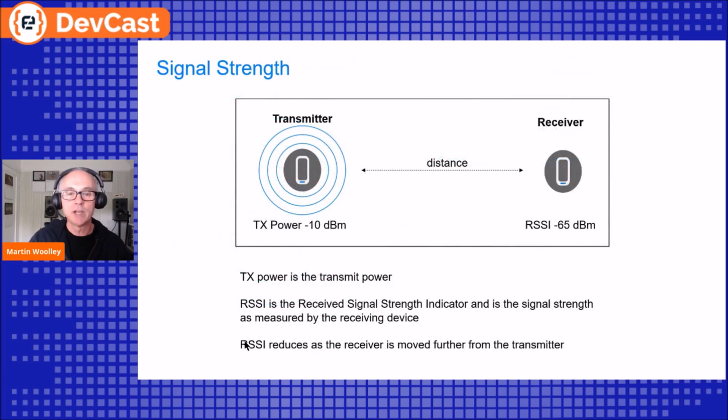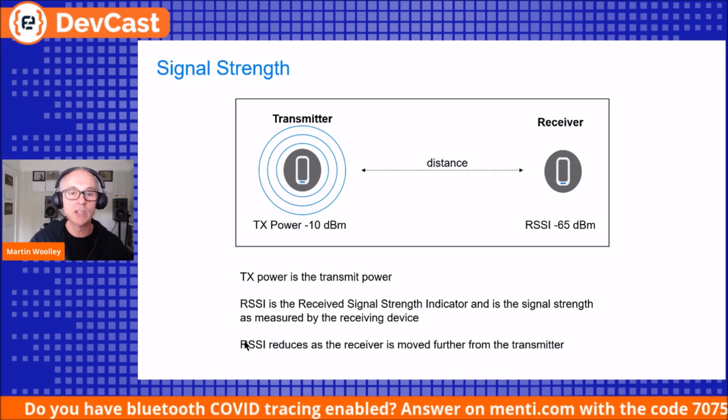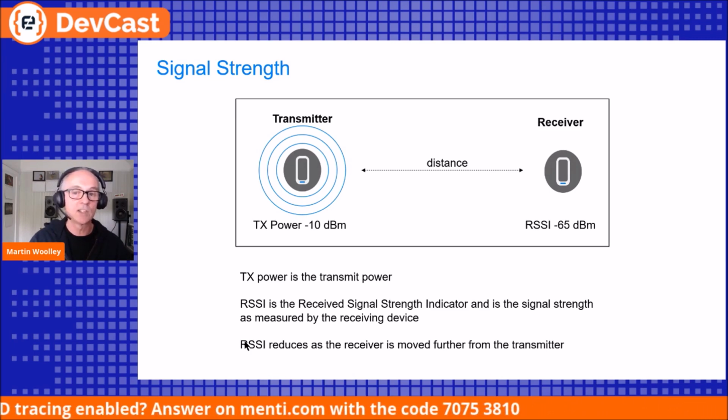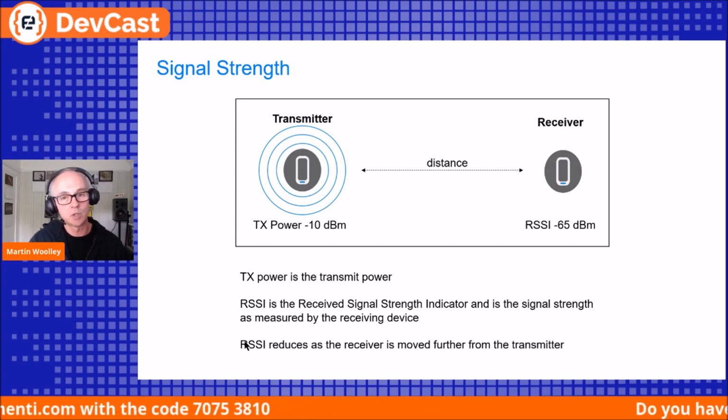Now, a transmitting device transmits a signal with a certain amount of output power, and we call this the TX power. The receiving device can measure the strength of the received signal, and we call this the RSSI, or the received signal strength indicator. And the RSSI value gets lower the further the receiver is from the transmitter, and this, of course, can be quite useful.